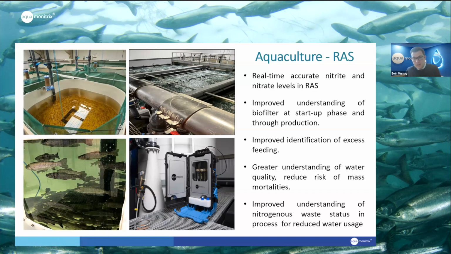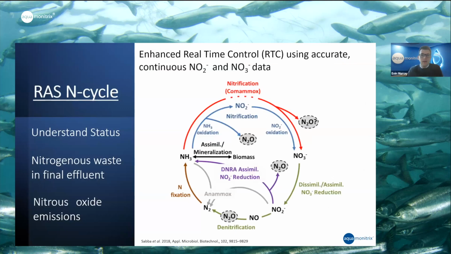But in terms of low water usage, or the potential of reducing your water usage within RAS, it provides an improved understanding of the nitrogen waste status in the process, which basically informs the potential for reduction of water usage. So just to elaborate on that a bit further, in working towards a reduction in water usage, a key consideration is, of course, the nitrogen cycle.